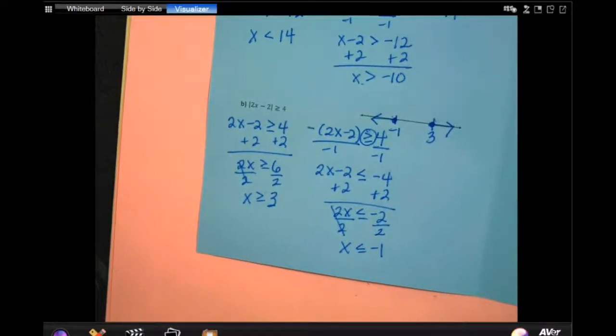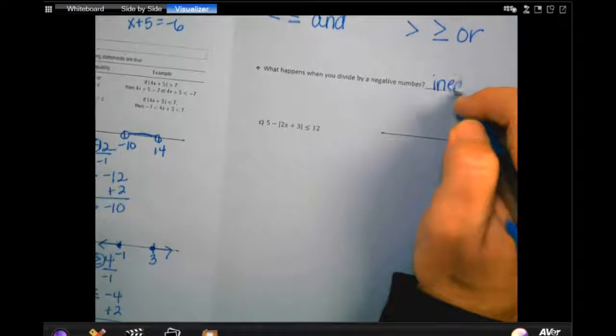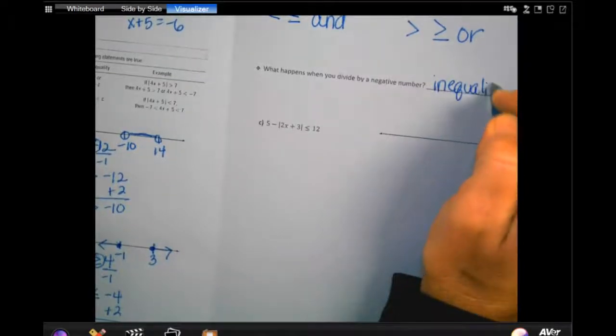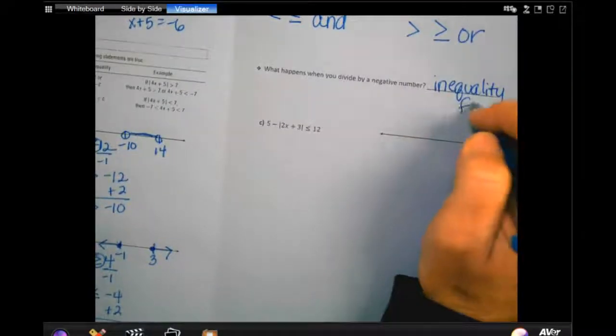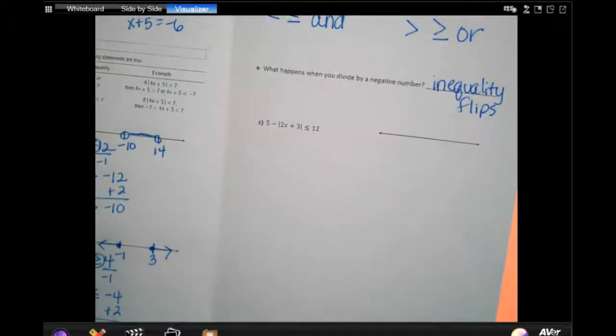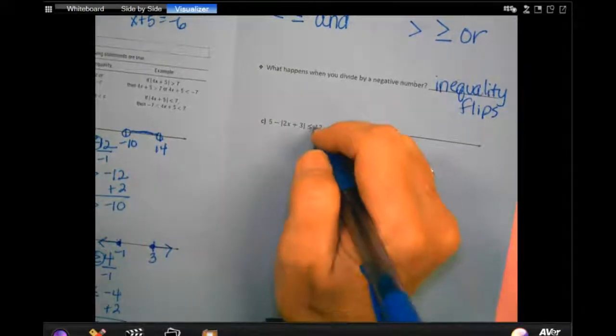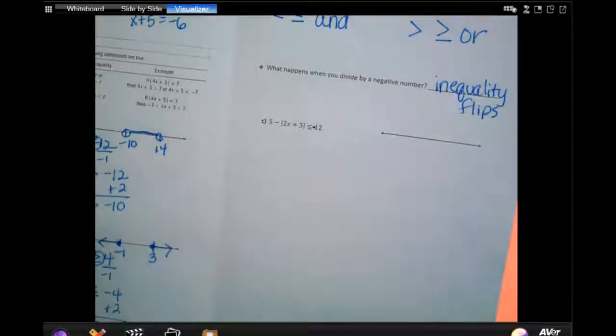You got it? Okay. So what happens when you divide by a negative number? The inequality has to flip. So on C, can you make that 12 a negative? Because it should be a negative there.